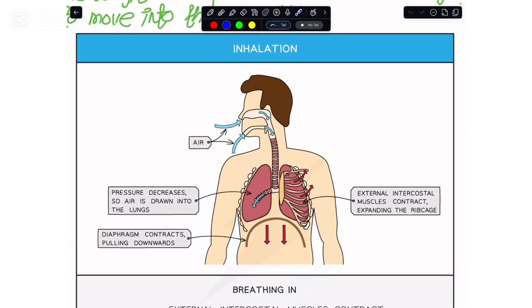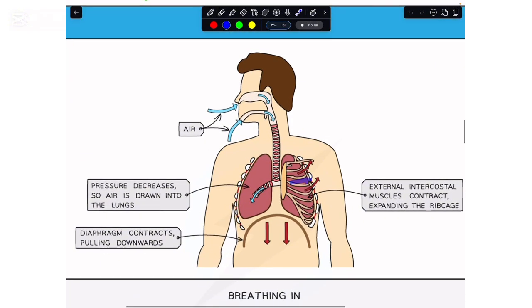Now, let me quickly take you through the mechanism when we are inhaling air. You have to remember that when we bring air into my airways, we are actually taking the external air into the body. So the external intercostal muscles contract, and the internal intercostal muscles between the ribs relax. And by that, I raise my rib cage upward and outward.